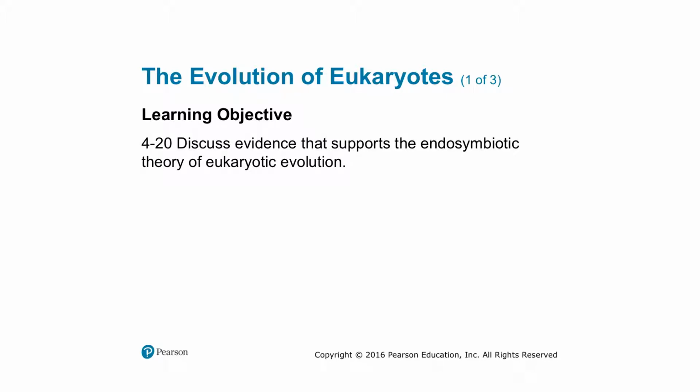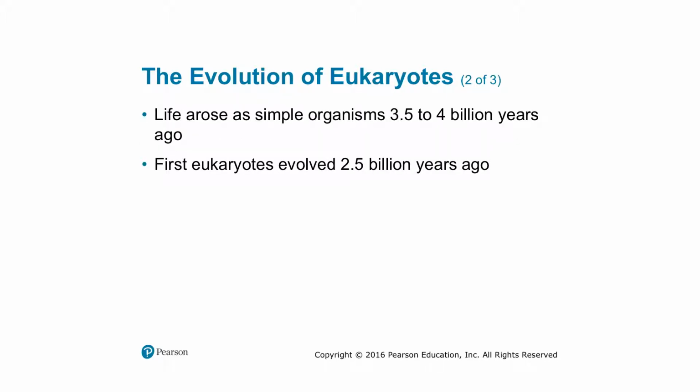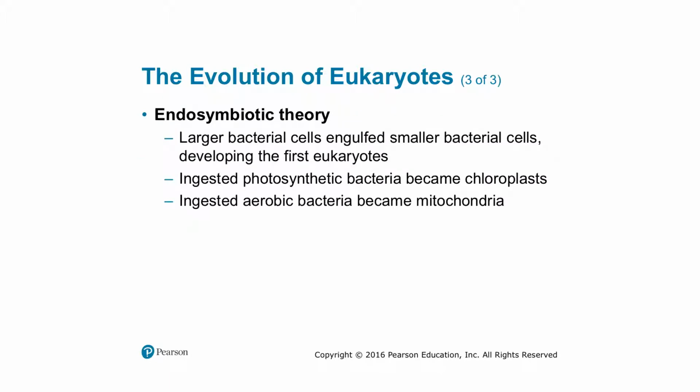Lastly, let's talk about the evolution of eukaryotes. Life arose as simple organisms between 3.5 to 4 billion years ago. The first eukaryotes evolved about 2.5 billion years ago. And so this brings us to the endosymbiotic theory. The mitochondria and the chloroplasts both have their own DNA. Because they both have their own DNA, it's thought that they were brought into cells to do specific functions. And so larger bacterial cells engulfed the smaller bacterial cells, developing the first eukaryotes.